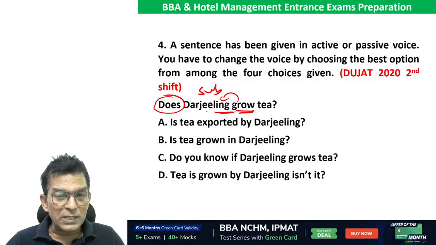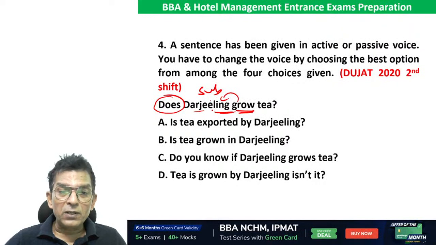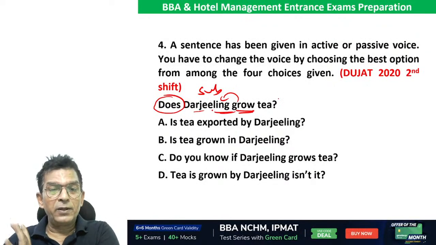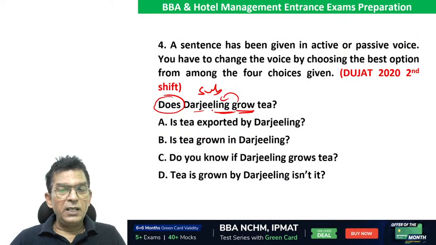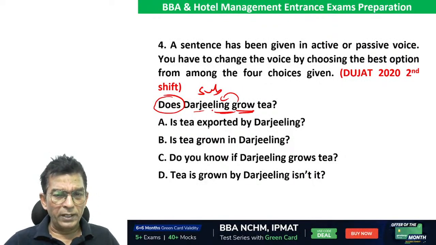But still, what you will see is the subject is before the verb. Therefore, Darjeeling has to go to the back. The doer has to go to the back. Okay, so which one is correct? Is tea exported by Darjeeling? Exported? No, sir. We are talking about growing. So, exported is not possible. Is tea grown in Darjeeling? This is a possible answer.